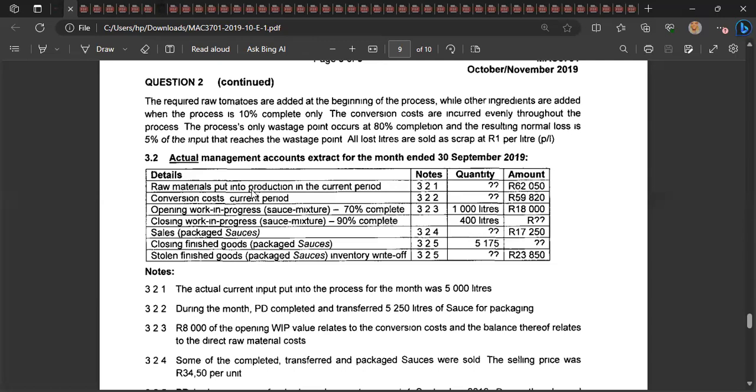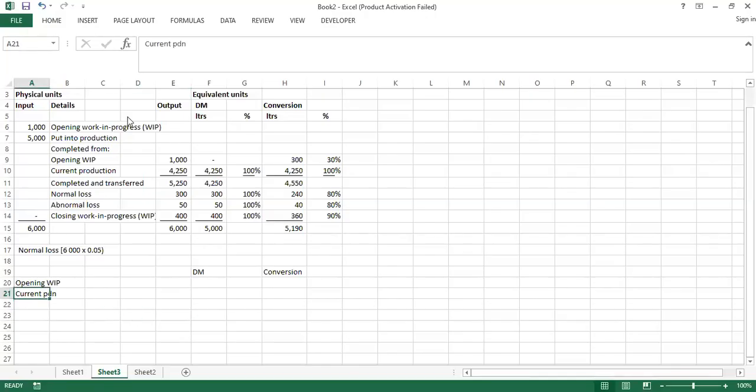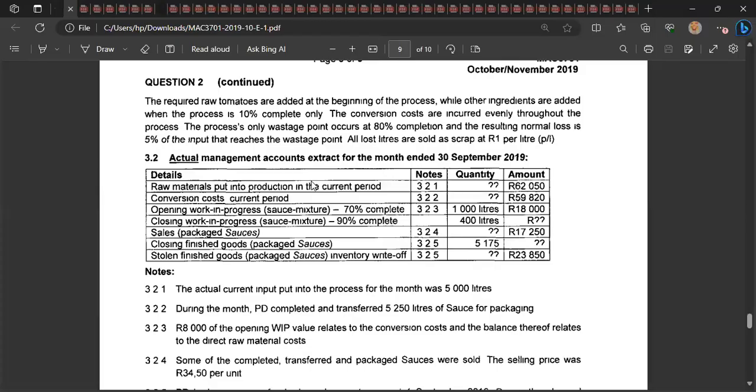So the raw materials put in are 62,050, so let's fill that in there. I'm putting that in a bracket because there's an adjustment that we need to make to that amount, which we only make where all lost liters are sold as scrap at 1 rand per liter.